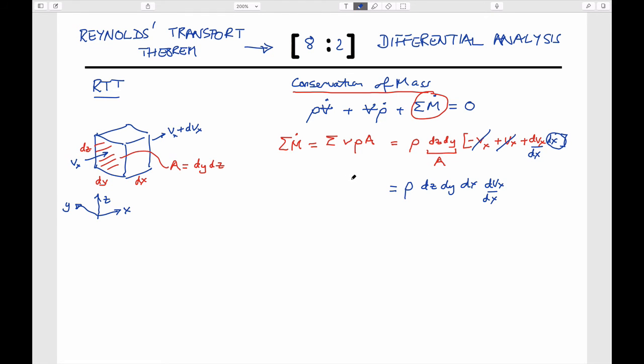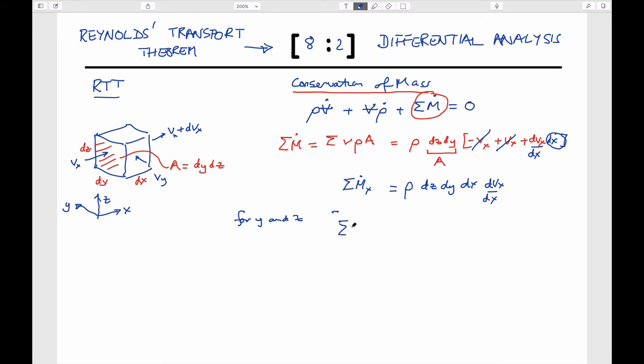So this is the sum of the mass flow rates, but of course it's only the sum of the mass flow rates in the x direction. So what we want to do for conservation of mass is we know that we have to sum all of the 3 directions. And so if we do that same manipulation for the other directions, so for y and z, in other words, in the y direction we'd have vy coming in, etc.